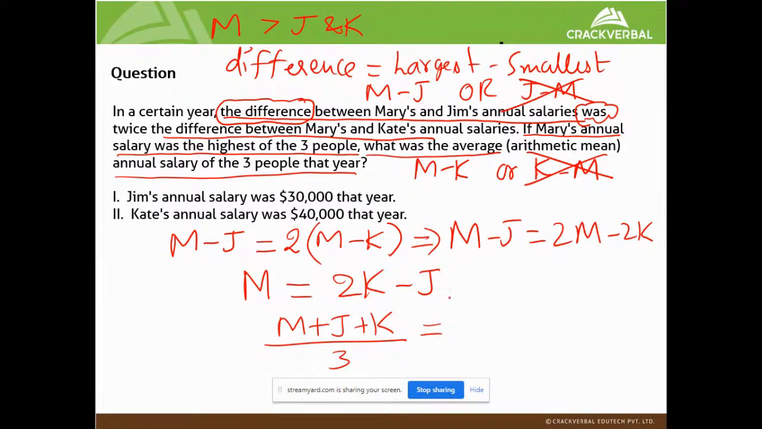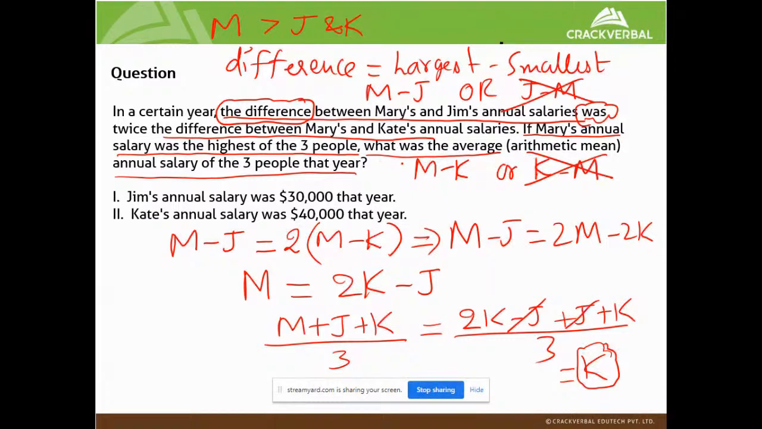Let's plug in the value of M. M is 2K minus J plus J plus K. Divide by 3. 2K plus K is 3K. 3K by 3 is K. So essentially, what are we trying to find out? We are trying to find the value of K. But the question gives you the impression that you're supposed to find the average annual salary. Whereas in actual, you're trying to find the value of K.